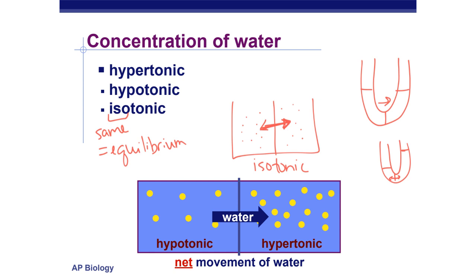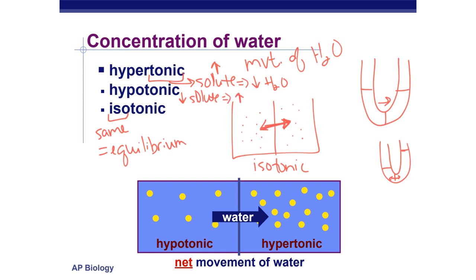One of the biggest things that confuses people with this, so we're going to emphasize it again, is that with these types of solution, we're always referring to the movement of water, but the solution is talking about the solute concentration. So again, those hypertonic solutions have high solute, therefore they have low water, and a hypotonic solution is always going to have low solute, therefore it will have high water.